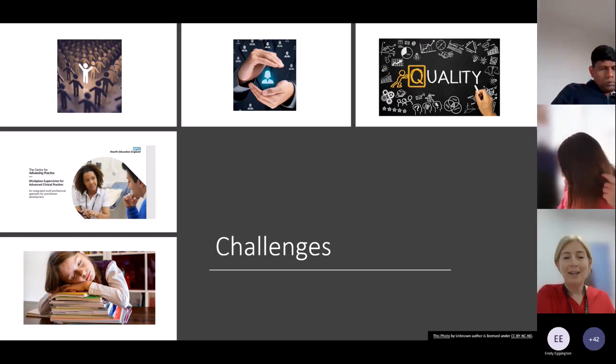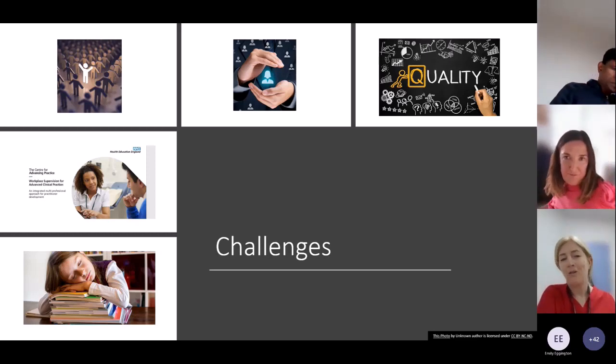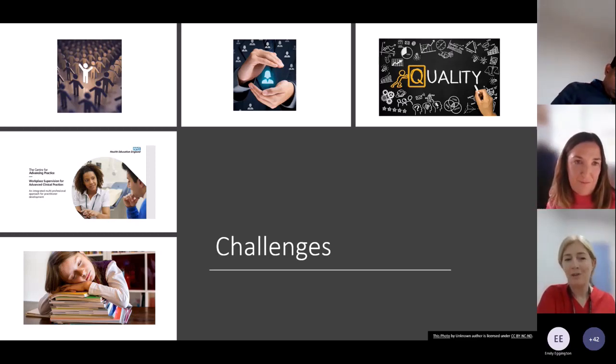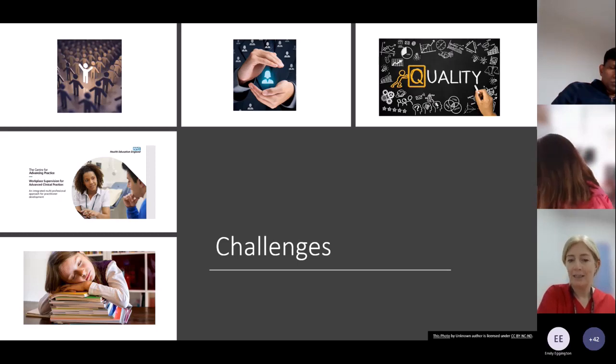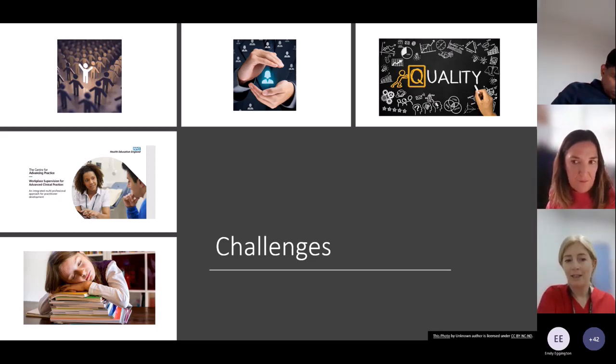And then the final thing that isn't a challenge, although it's on here, I think it's very much an enabler, is the HEE Centre for Advancing Practice Workplace Supervision Standards, because that gives us that lever to say, this is the standard that we need to be meeting. We need to be providing this level of supervision for our ACPs throughout their training, and here's the rubber stamp to say this is what we should be doing.